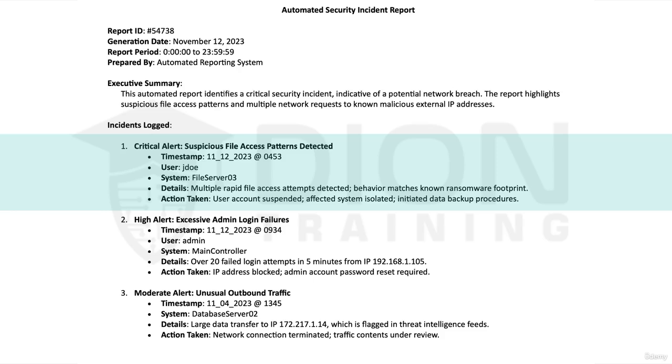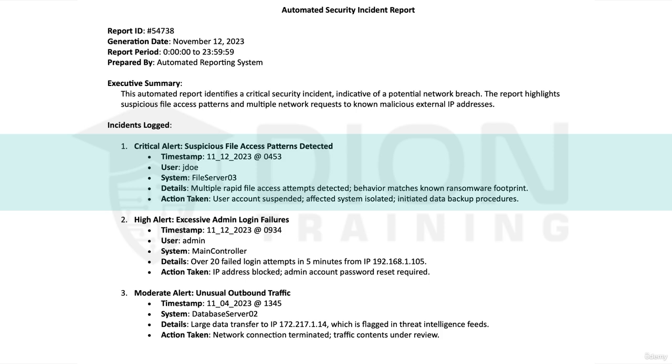Now, the first one we have was labeled as a critical alert because a suspicious file access pattern was detected. You can see the timestamp. This happened on November 12th, 2023 at 4:53 a.m. Right there, that's already something that's suspicious to me because 4:53 a.m. is outside of the normal working hours for this organization.